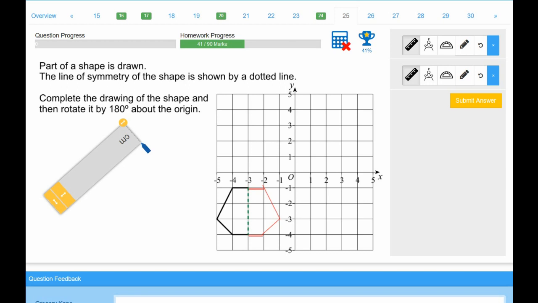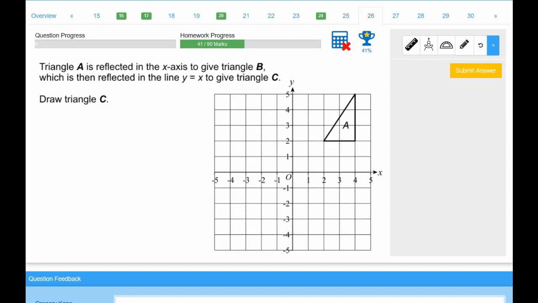So now I'm going to rotate that around the origin, and the easiest way to do that would be to get some tracing paper, sketch out the bottom left one, shift it on with the tracing paper, and then sketch out on the top right. And if I do that, my shape should look just like this.